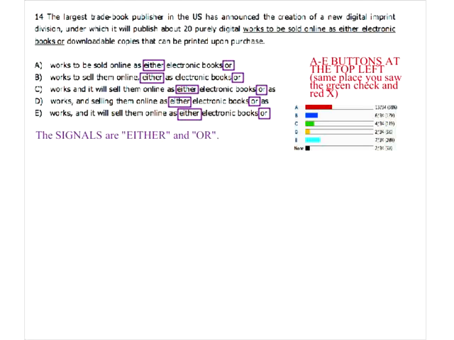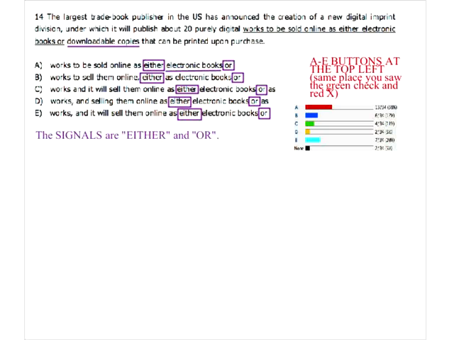After the either here, we have electronic books. After the or, we have downloadable copies. You've got to go back up to the question stem and read that part. Are those parallel, yes or no? Go ahead and just type yes or no in the text box, please. Those are definitely parallel. Electronic books, downloadable copies, both nouns with adjectives tagged onto them.